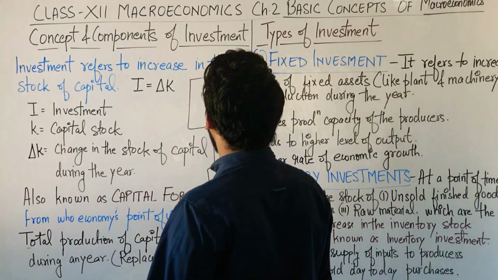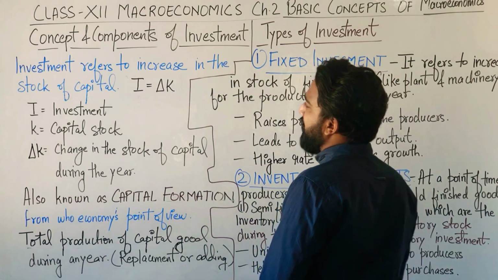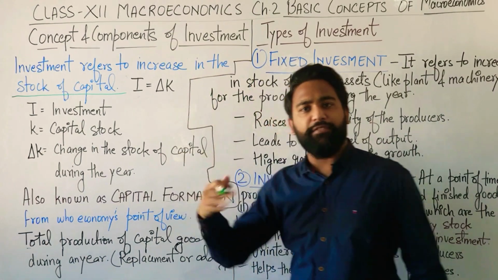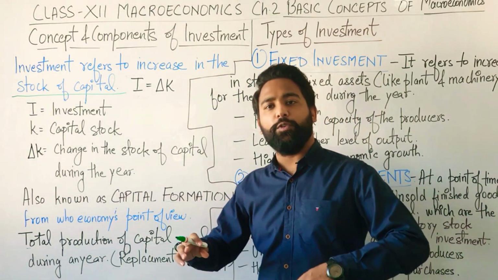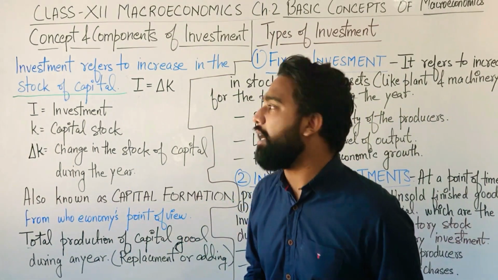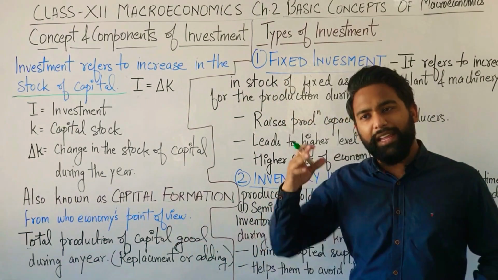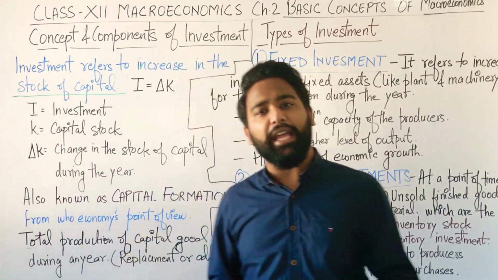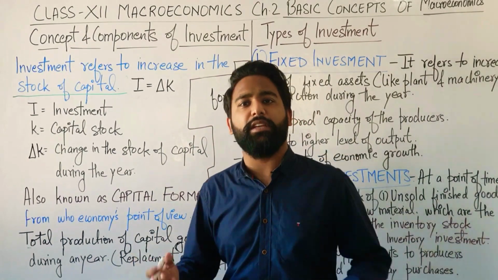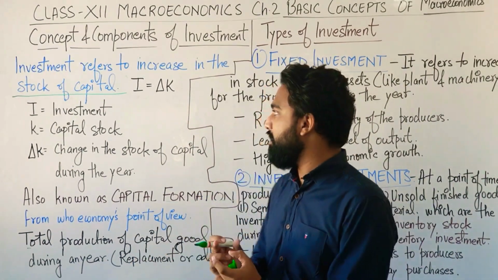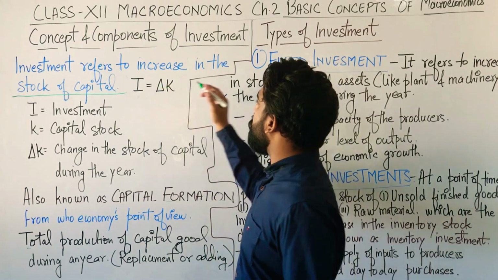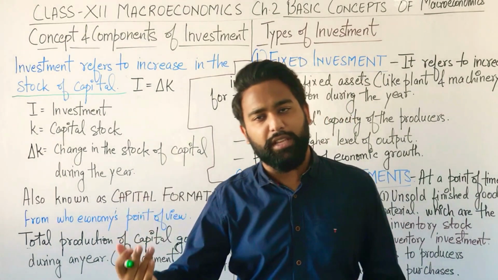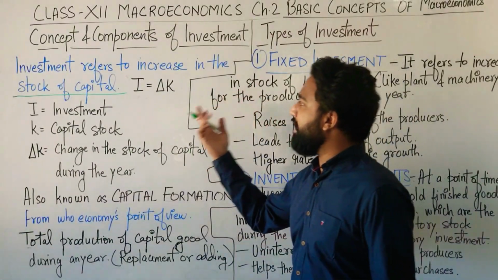Now, what is stock of capital? Stock of capital means those things which are used for manufacturing or which are used for giving us more income. Capital goods or capital, it could be money, it could be machinery, it could be building, it could be any property. Basically, those are the fixed assets. Fine. So, investment refers to the increase in the stock of capital. If our fixed capital is increasing, then it's the investment.